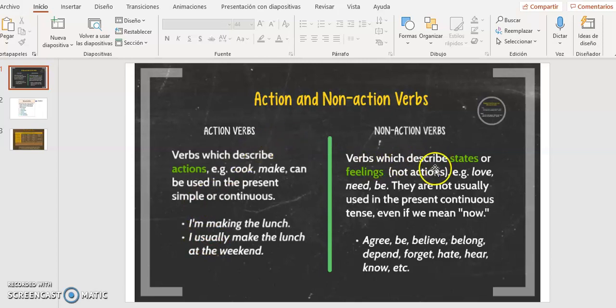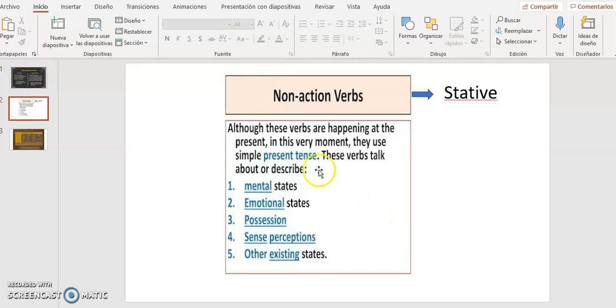And the non-action verbs are also called stative verbs because they describe states or feelings, not actions. For example, love, need, be. They're usually not used in the present continuous, only in the simple present. Okay? These are some of the verbs. The stative or non-action verbs describe mental states, emotional states, possessions, sense perceptions, and other existing states. That's why they're called stative verbs or non-action verbs.